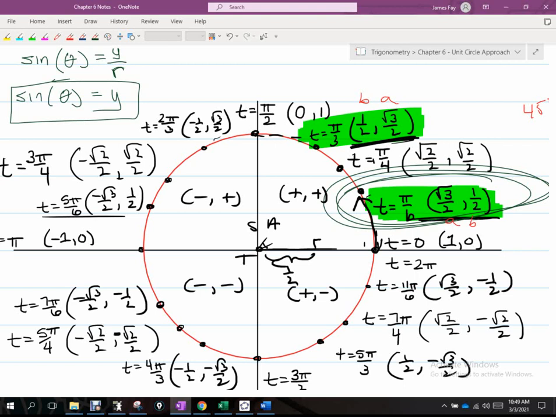If you type in the cosine of 7 pi over 6, cosine is x over r, right? R is 1. So cosine of theta would be x. So type in cosine of 7 pi over 6. It spits back the x value of 7 pi over 6. That's going to be negative radical 3 over 2. Now the thing is that your calculator is going to spit back like negative 0.866.